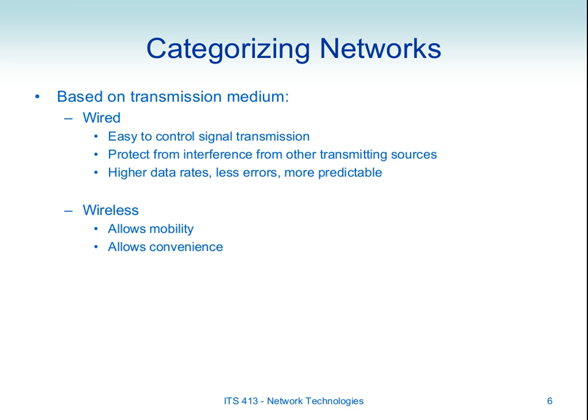It's less predictable. So why do we want wireless? Well, it allows mobility and convenience. We can move and communicate at the same time, which we cannot do with wires attached. And even if we want to be fixed, so my laptop's fixed, it's not moving anywhere, rather than having to plug in the LAN cable, just use the Wi-Fi, wireless LAN. It's convenient.